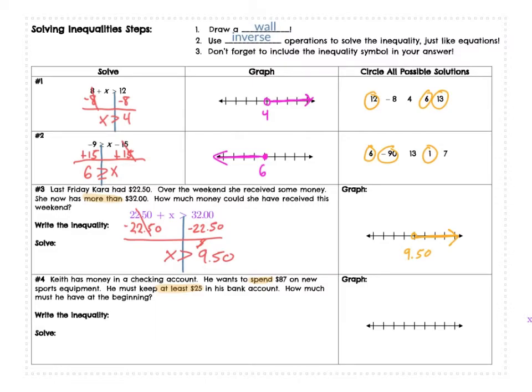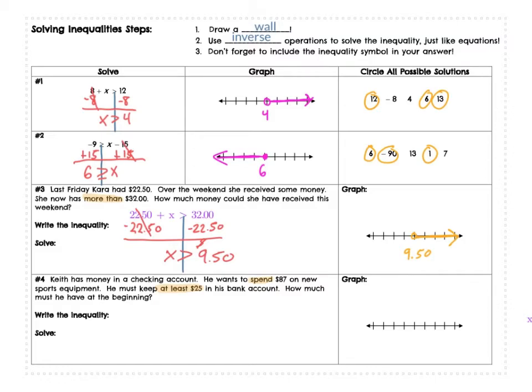So now we've got pieces of our information. We know that spend means to subtract, so we're going to be doing some subtracting. And we know we have to have at least $25. That means the amount can't be less than $25, but it could be $25. So that indicates to us that we're probably going to have an equal to here.